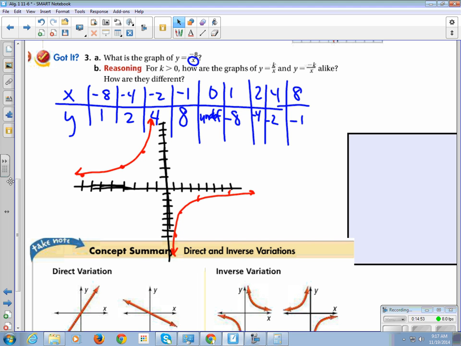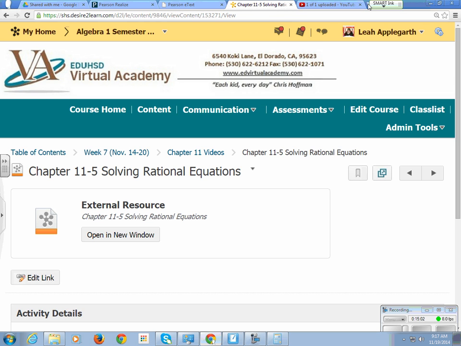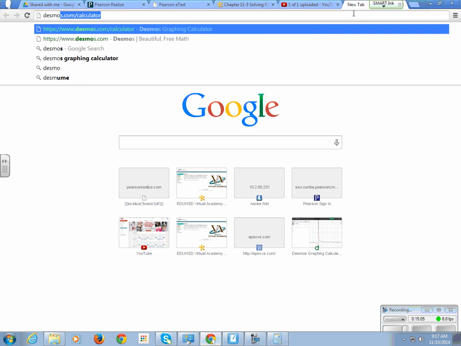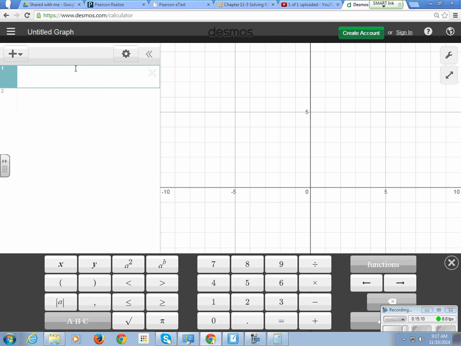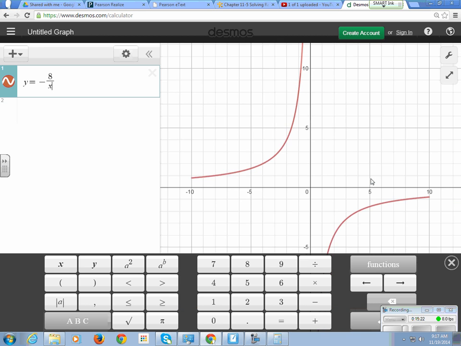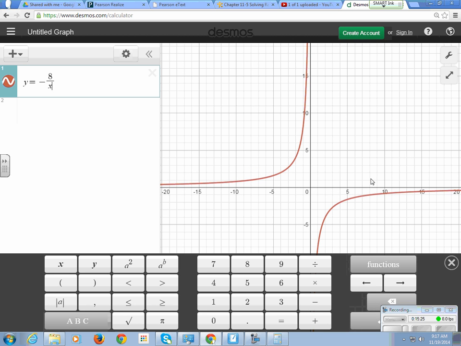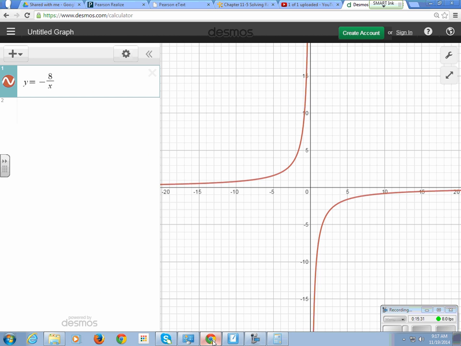And then let me show you how to use Desmos to check that your graph is worked correctly. So go to desmos.com/calculator, and you just type in y equals negative 8 divided by x. Does that match what we had here? Yeah, pretty close. And nice when technology does the work for you.